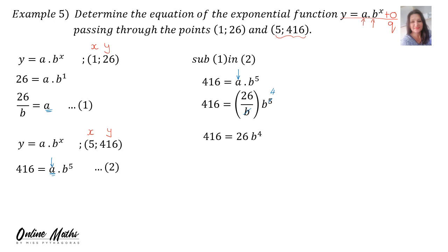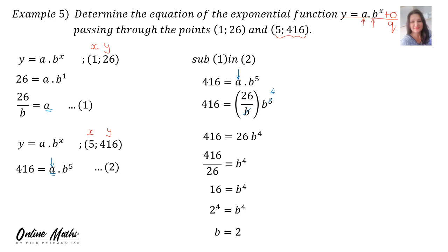And now we solve b. Divide away the 26 both sides and we end with 416 divided by 26 is 16, is b to the 4. And then we will take the 4th root, or what I did, I prime factorized 16 and I wrote it as 2 to the 4 is equal to b to the 4, and then I will divide away the 4 as the exponent, or I will take the 4th root. It's the same thing. Therefore, b is equal to 2.